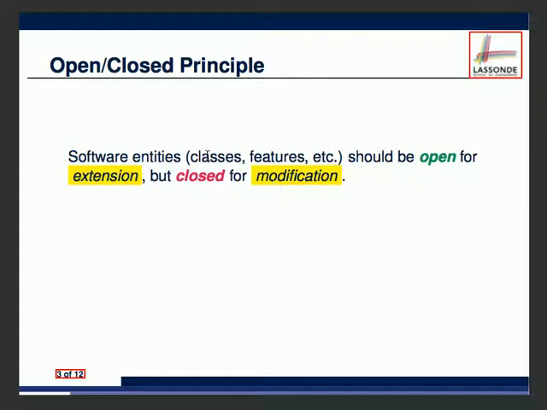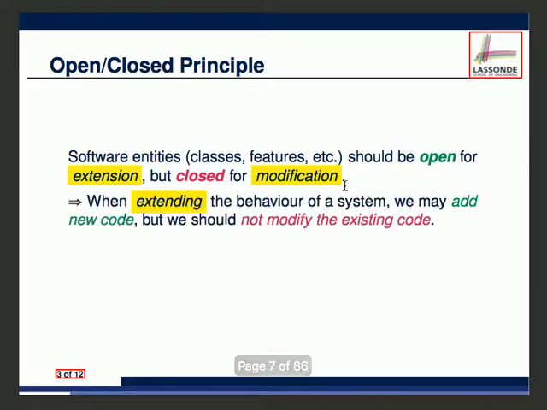So software entities, classes, features, they should be open for extension and closed for modification. So this is the open-close principle. Which means when you are extending the behavior of a system, that's the open part. When you are trying to extend the behavior, you may add new code, you may add new classes or new features, but you should not modify the existing code, which means you should not go to the existing classes and modify some features over there. You can only add new ones. You shouldn't touch the existing code. So this should be the closing part. Okay? I'll try to illustrate this point a little bit more.